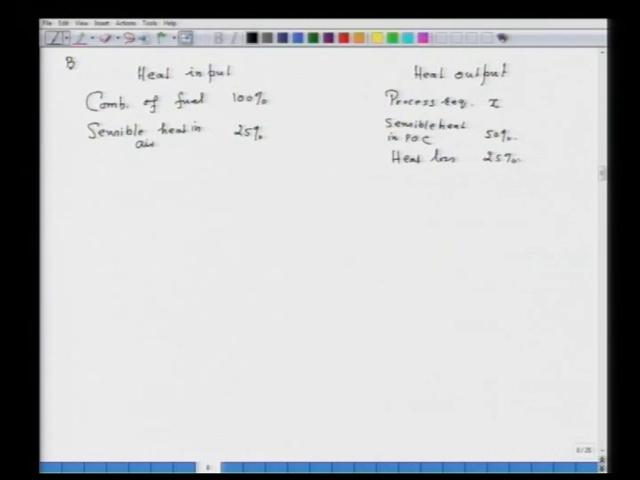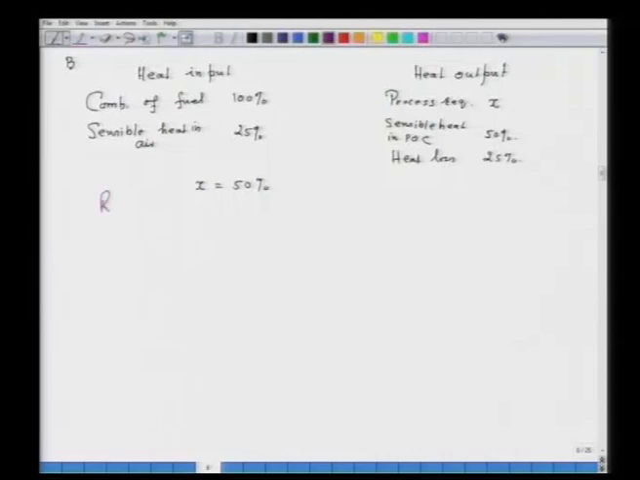So, again we do the heat balance. I am getting here X equal to 50%. So, that means earlier it was 25%, now it becomes 50% process available heat. So, the percentage increase in available heat is 100%.